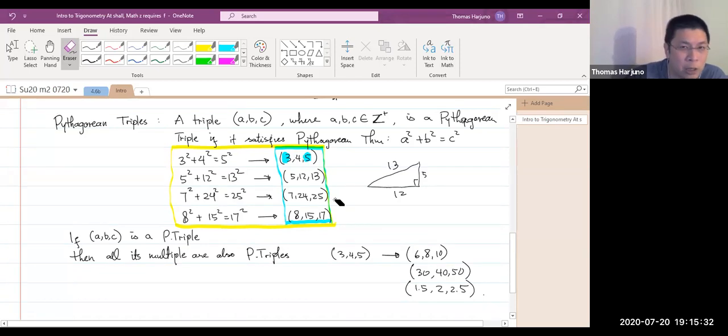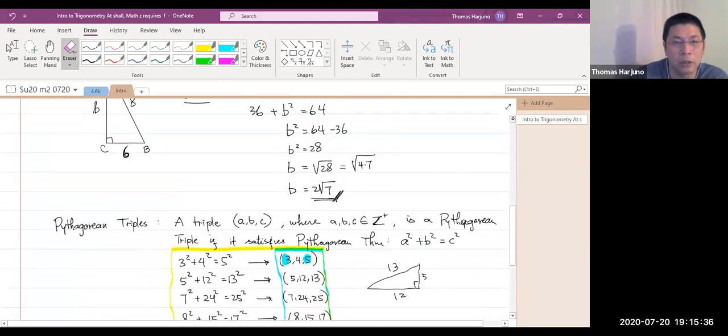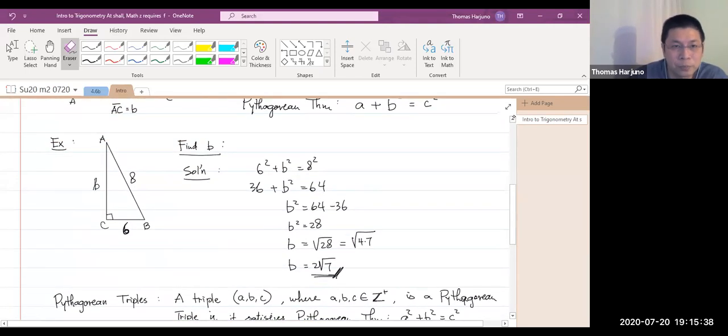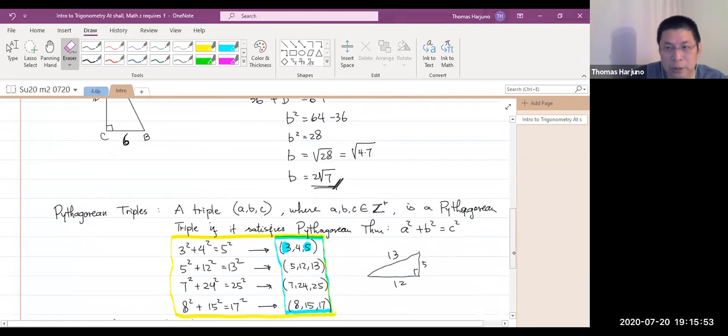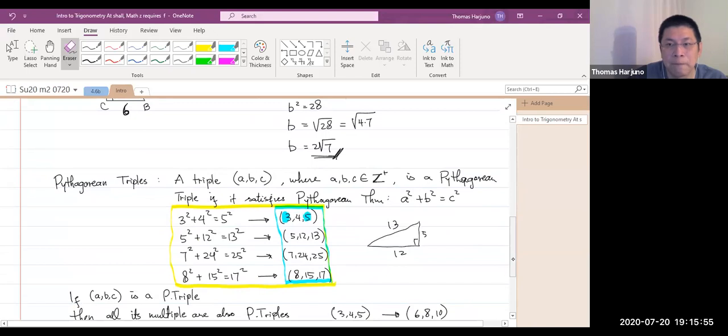Now, of course, we may have an ugly case like the one we had earlier, in which one of the sides turns out to be not a rational number. In this case, it's irrational. But for rational numbers, which come from integers, the ones that most frequently show up are these 4.